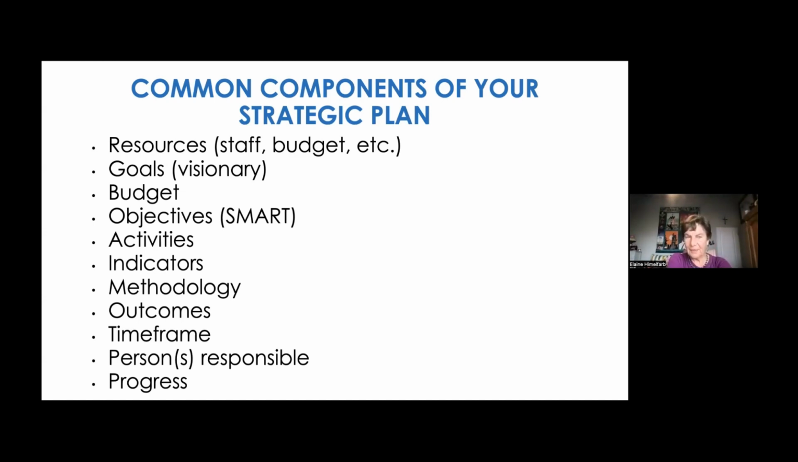The budget to get there. The objectives are what's measurable. Who, what, how, when, and where are we going to reach those goals? And then the activities for those. Now, these might be in a separate spreadsheet from your strategic plan, but this is the way that it's most helpful.